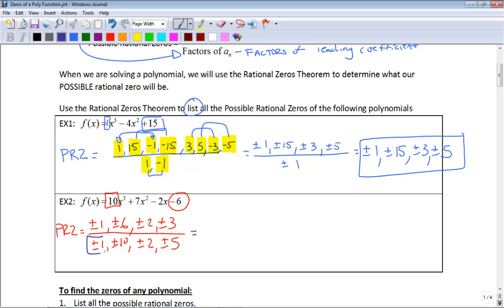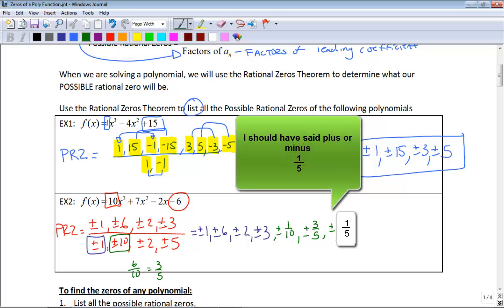So I'm going to start with just looking at 1 as my denominator. If I have 1 over 1, I'm left with plus or minus 1. 6 over 1, plus or minus 6. 2 over 1, plus or minus 2. 3 over 1, plus or minus 3. Okay, well, what if I'm looking at the denominator of 10? 1 over 10 is plus or minus 1/10. 6 over 10, well, that reduces to plus or minus 3/5, because again, 6 over 10 is equal to 3/5. 2 over 10 reduces to 1/5, and then 3 over 10, plus or minus 3/10.